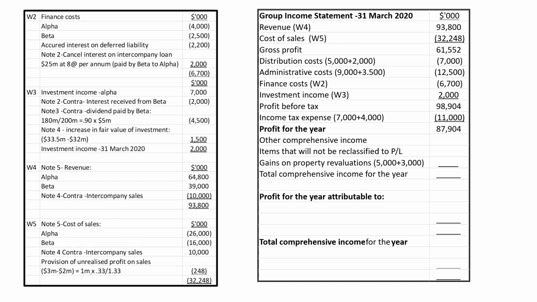So the profit for the year is 87.904 million. The other is the other items in the other comprehensive income, and this relates to the gain on property revaluations, for which there are no adjustments, and that gives us a total of 8 million and gives us a total comprehensive income for the year of 95.904 million.